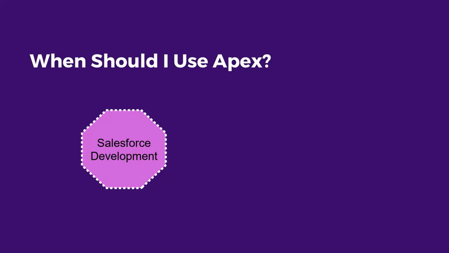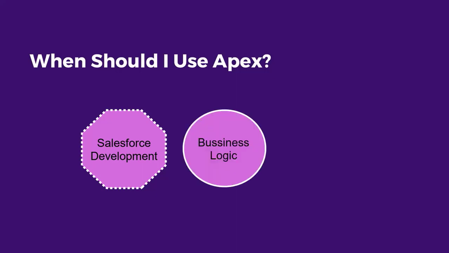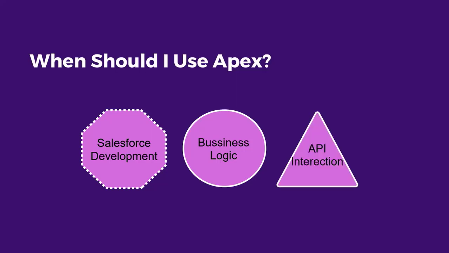The next scenario in which we can use Apex is business logic. So you can use Apex to automate business processes, ensure data validation rules, and handle data manipulation within Salesforce. We can use Apex for integration. We can write Apex code to interact with external APIs, perform data operations, and synchronize between Salesforce and other applications.